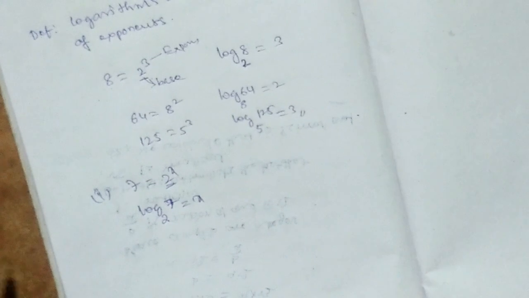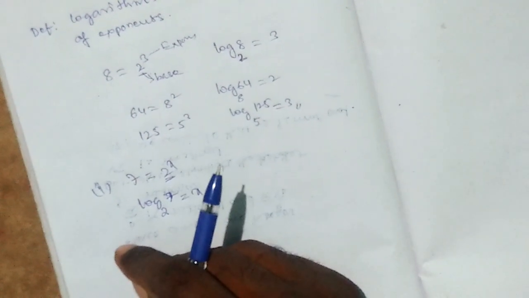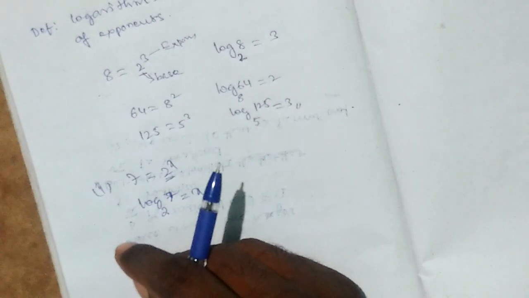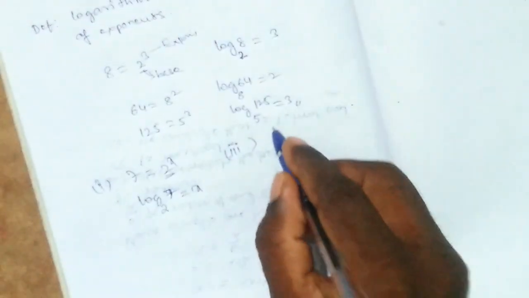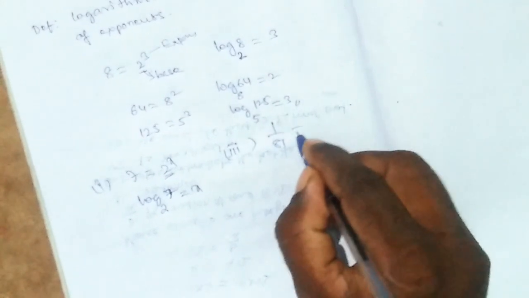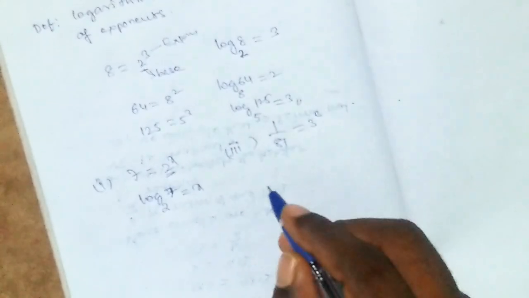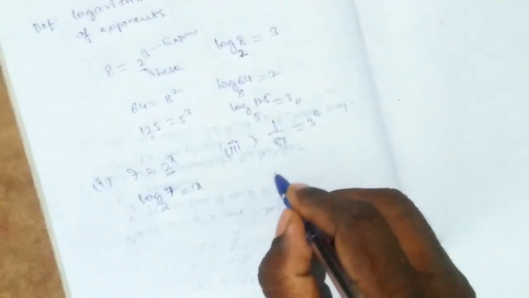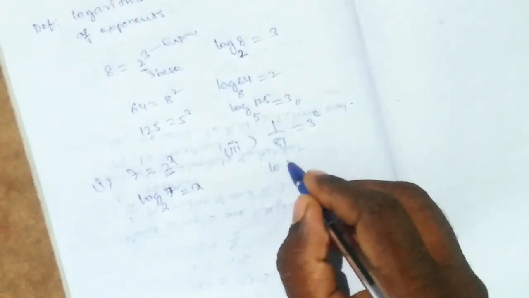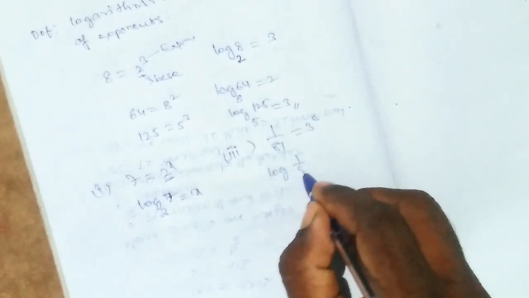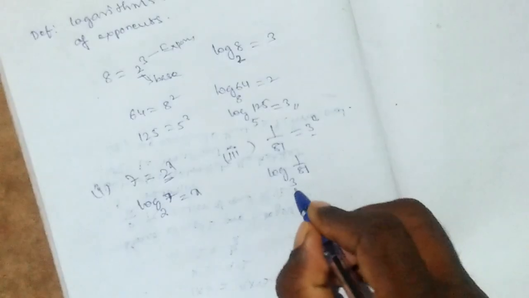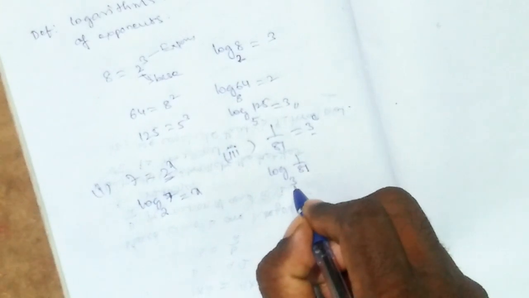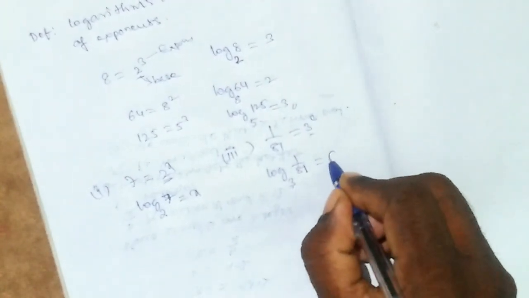One more problem I will tell you. Third one: 1 by 81 is equal to 3 to the power of c. So I will change to logarithm form. Log 1 by 81 base 3. Here what we have, base 3. So you have to write the base down, small size, is equal to c.